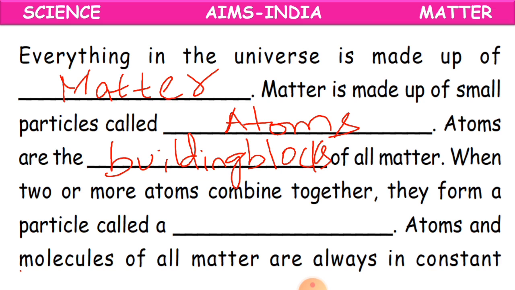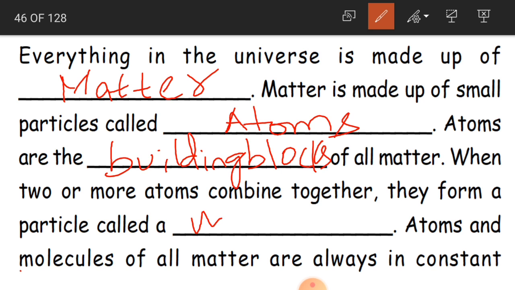When two or more atoms combined together, they form a particle called a what? It is a molecule. Okay, so what we have learned, children? When two or more atoms combine together, they form a particle which we call a molecule. Like O2, that is oxygen, H2O, that is water. So this we call a molecule.